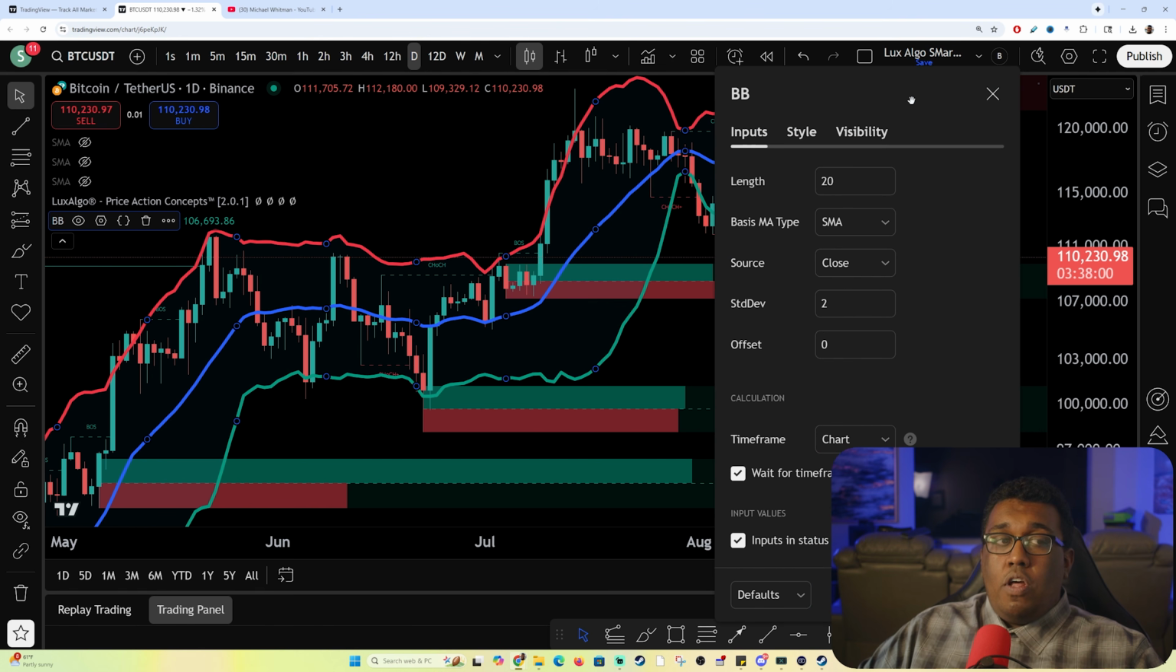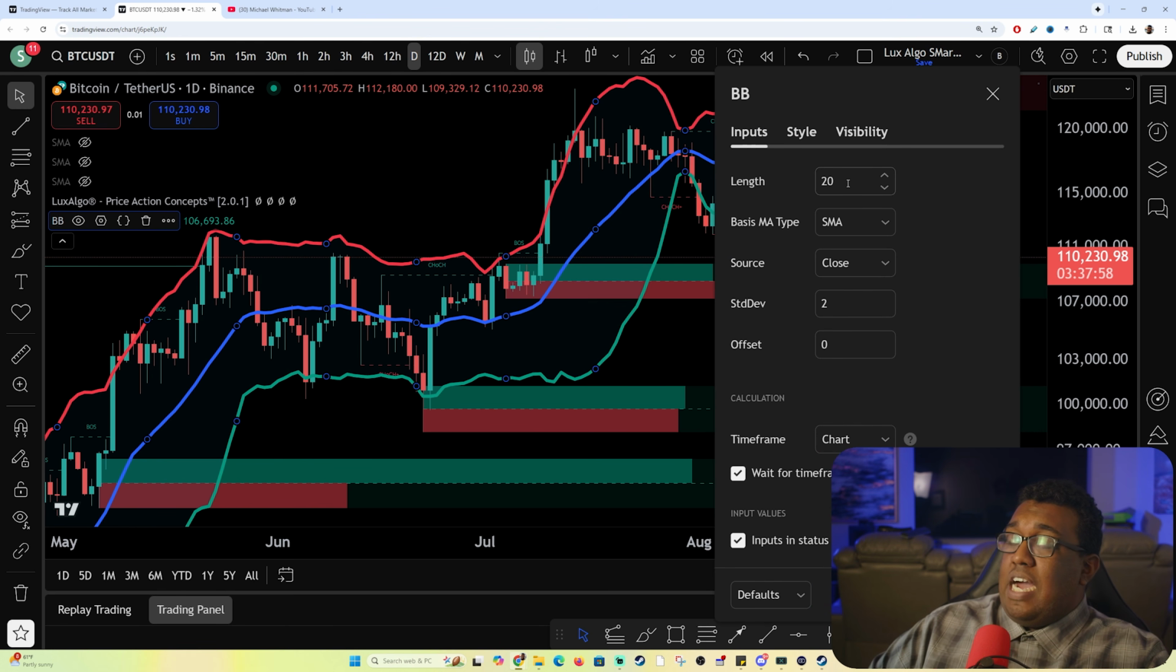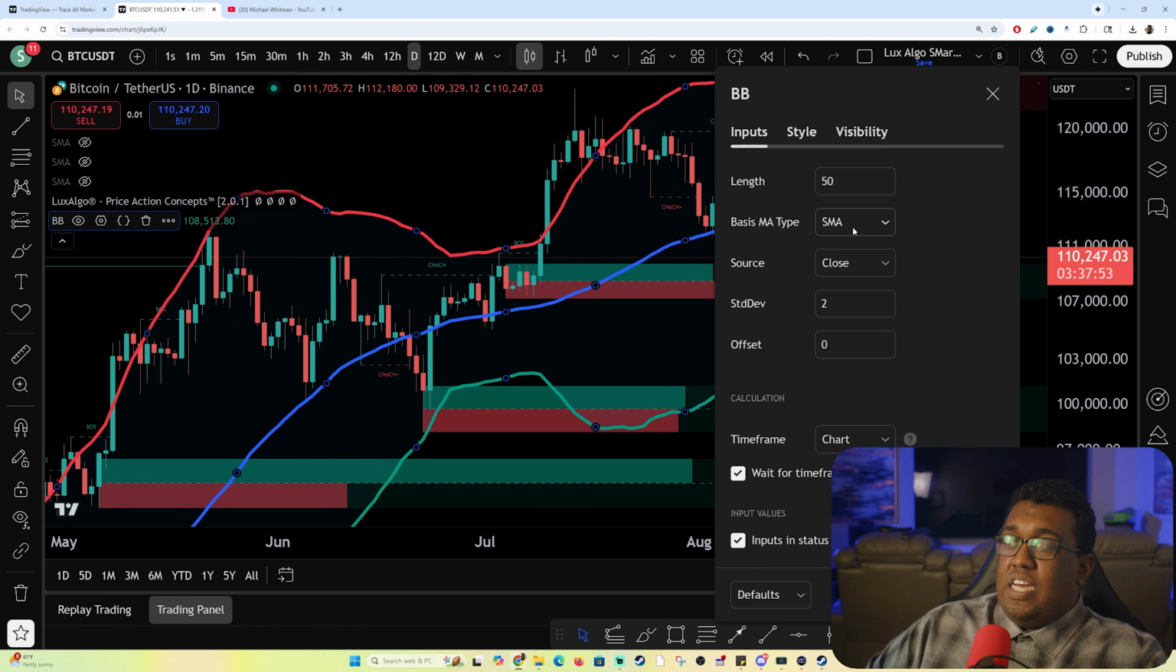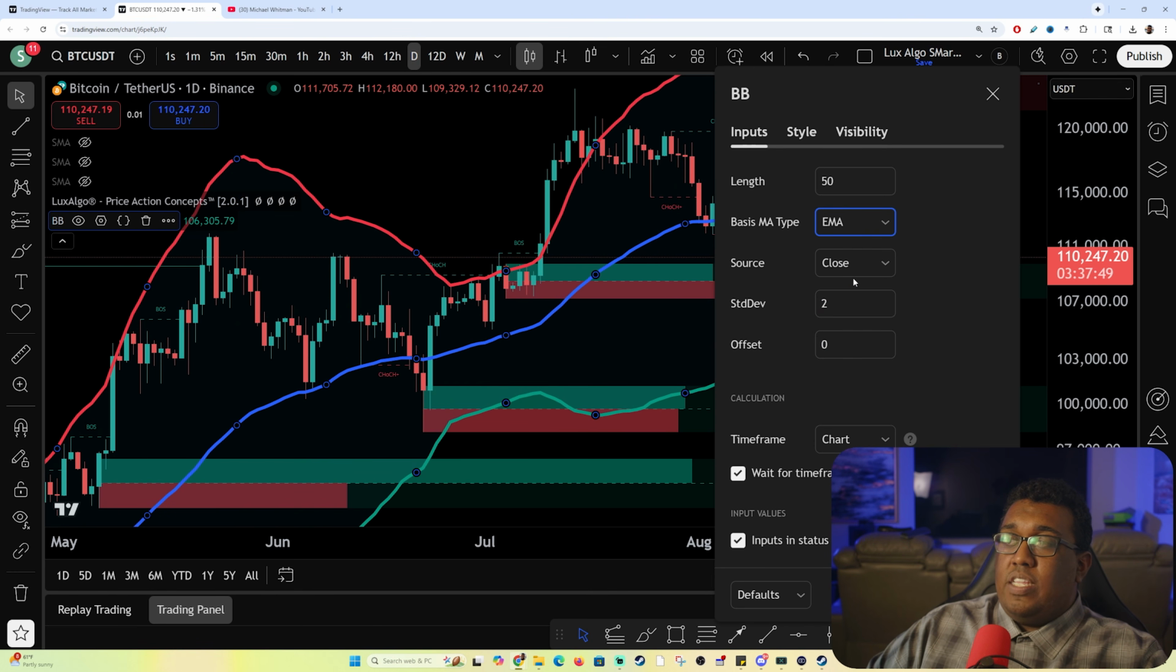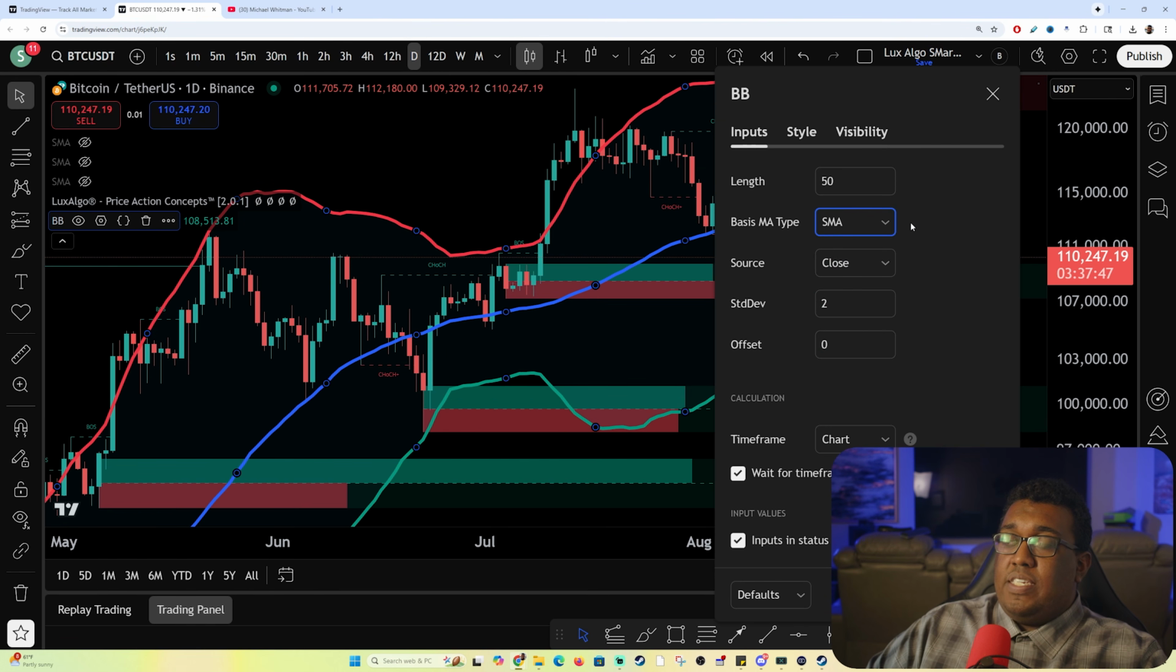Now, for long-term investors out there, here are the settings I would recommend using. For the length, go to 50. For the basis MA type, you can keep this at SMA, although you can always double check to see if it works better with the EMAs, okay? For now, I'm going to keep it at SMA.